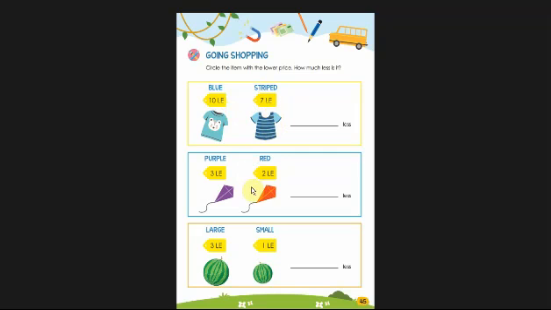Let's see the next one. We have a purple kite and a red kite. Purple kite for £3, red kite for £2. Which one has a lower price? Of course, the red one. 2 is lower or less than 3. The next one, we have a large watermelon and a small watermelon. The large one, £3, the small one, £1. The one with the lower price, exactly, the small one for £1.